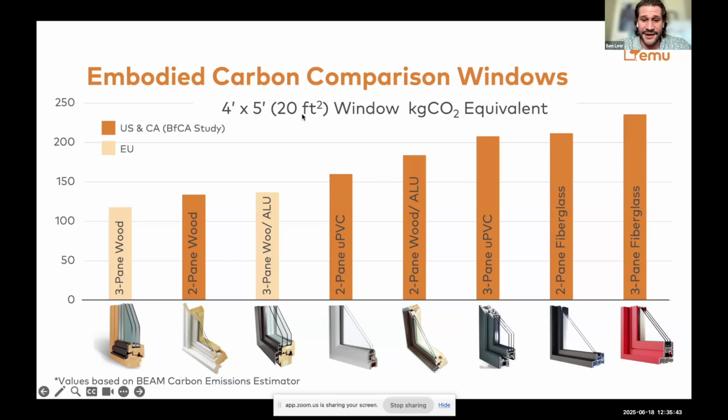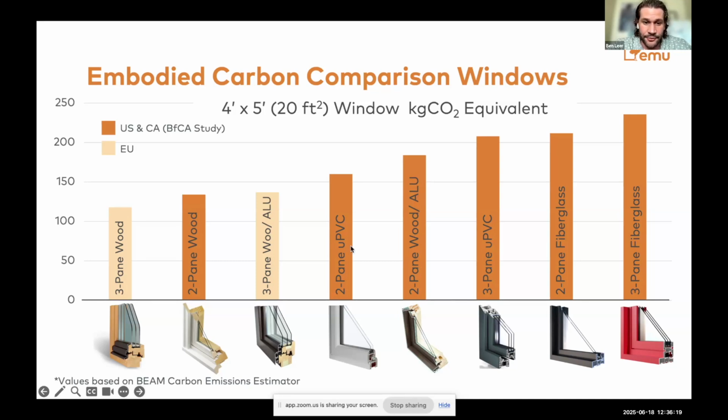And the equivalent, depending on whether it's a double pane unit or a triple pane unit, and what type of frame is used in the window. So in this case, our higher side is a 3-pane fiberglass window, and the next is our 2-pane fiberglass. So this is kind of showing that fiberglass has a fairly high embodied carbon. Then we can see that there's a triple pane UPVC, so a plastic frame. And then we see a 2-pane wood with aluminum cladding. The aluminum is highly energy intensive, so this makes that product a little bit higher.